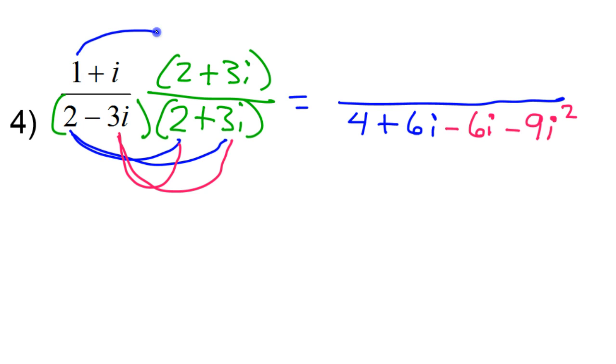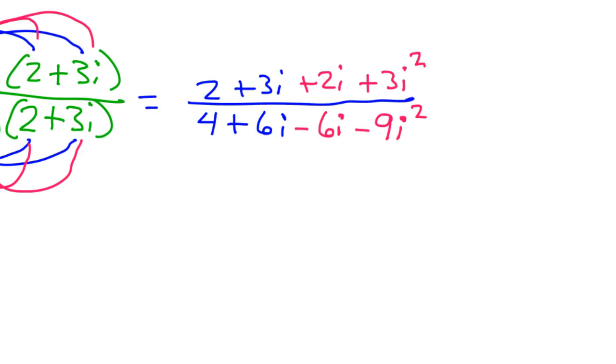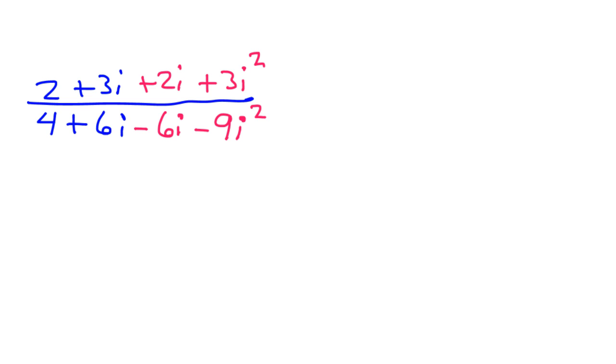All right, meanwhile in the numerator, I distribute the 1. So 1 times 2 is 2. 1 times 3i is 3i. And then I distribute the i. Okay, so i times 2 is 2i. And i times 3i is 3i squared. i squared is negative 1.